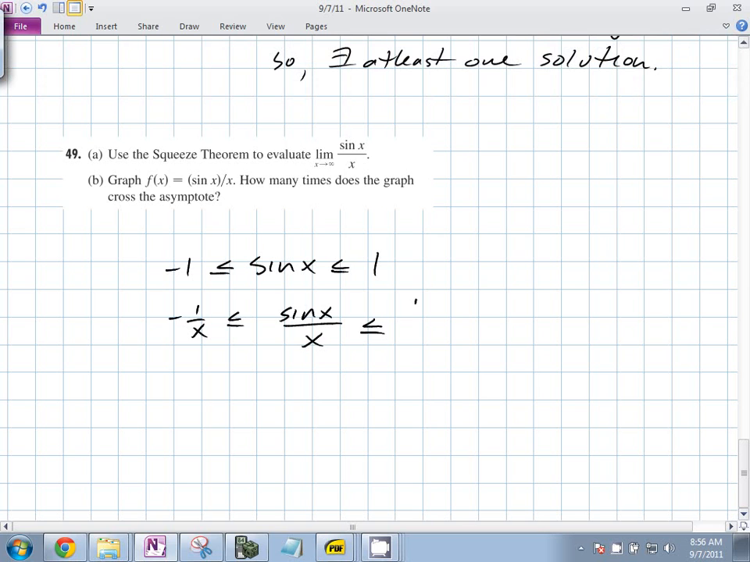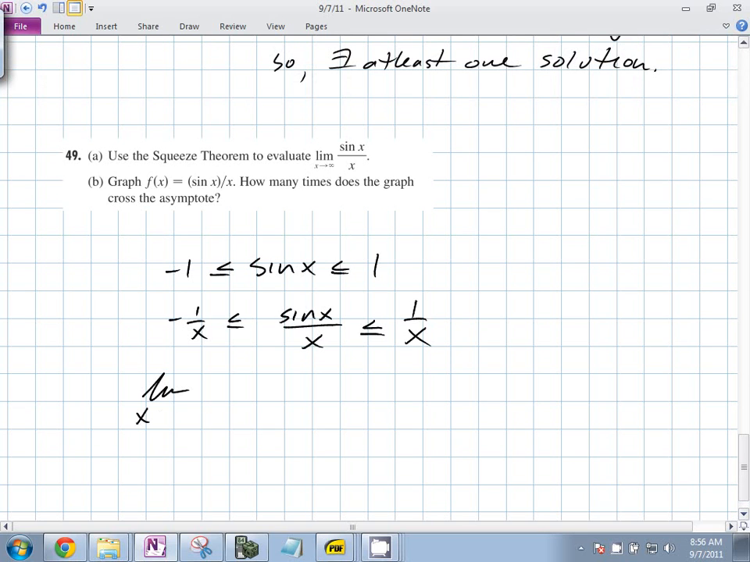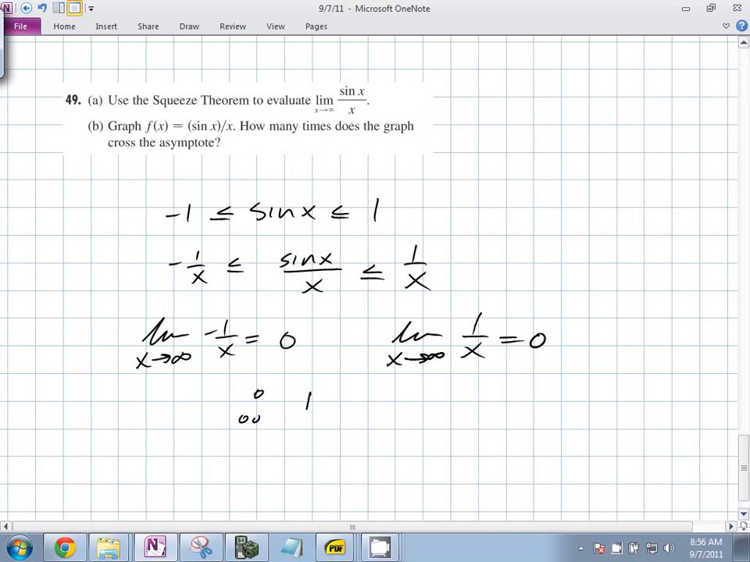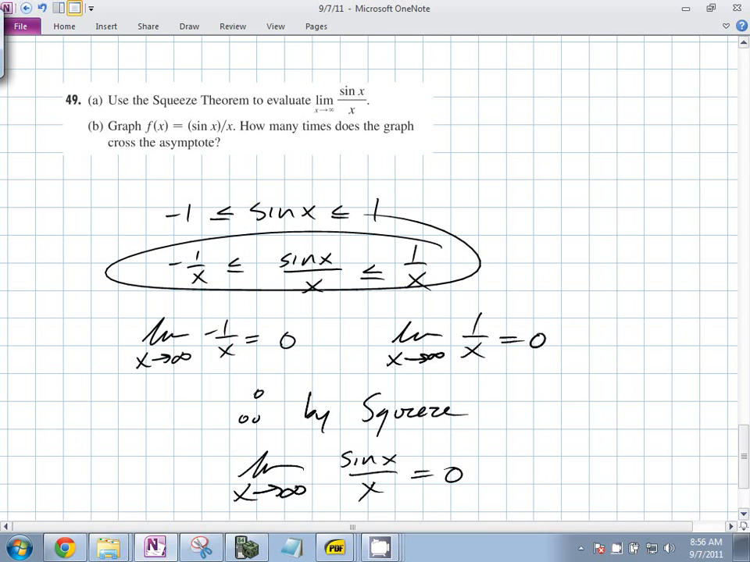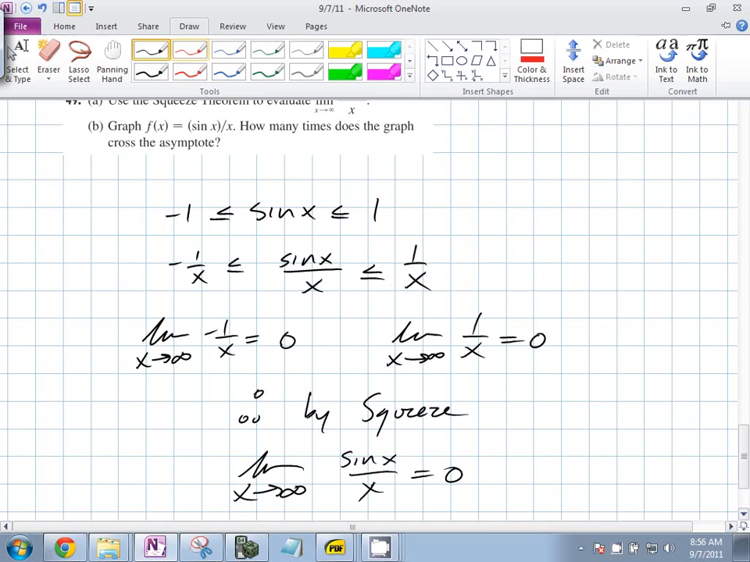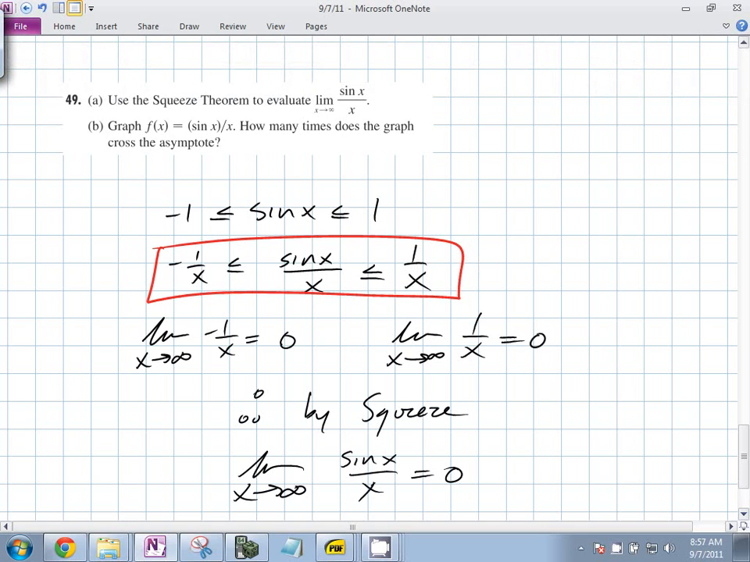What's the limit as x goes to infinity of negative 1 over x? 0. Negative 1 over something the size of the Exxon Valdez is really, really small. What's the limit as x goes to infinity of 1 over x? 0. Therefore, by squeeze, the limit as x goes to infinity of sine x over x is 0. This function is squeezed between these two. You just have to show, what's the key to using the squeeze theorem? You have to build something that's definitely true, that it's always between.